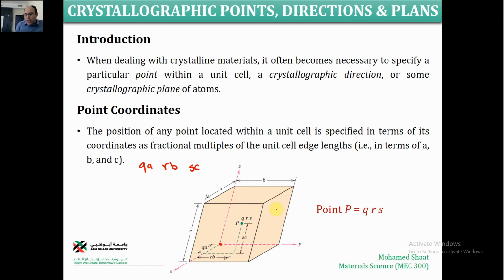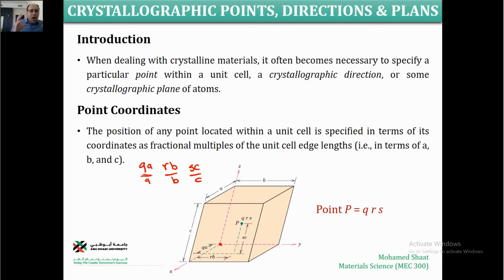So how can we write the crystallographic point for this unit cell? You're going to say that point P equals, meaning you define the location of that point, Q, R, and S, that's it. You're going to divide by A, divide by B, divide by C. It means that you're just going to mention the fractions of these side edges. And you put them without any bracket, without any parentheses, without anything. You just put 3 fractions next to each other, and that's it. There are no commas, there is nothing.